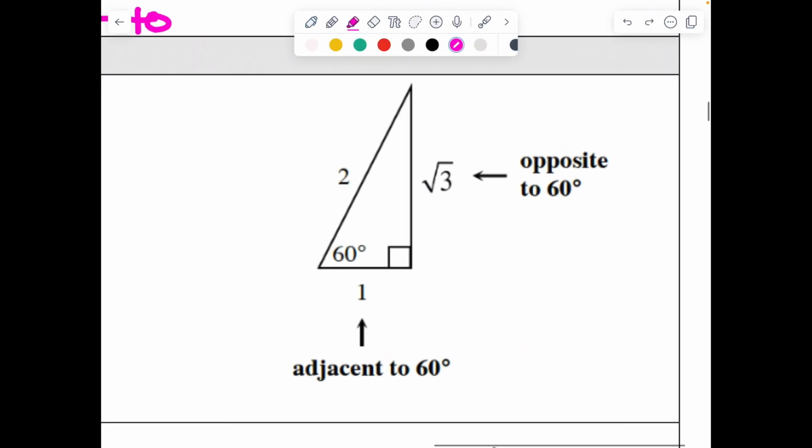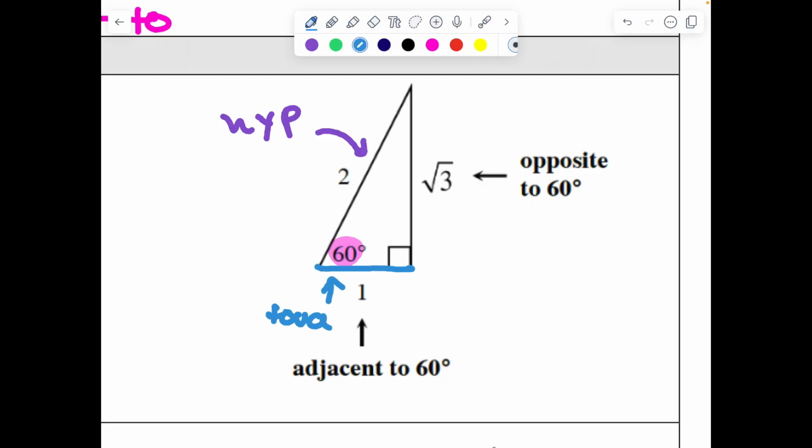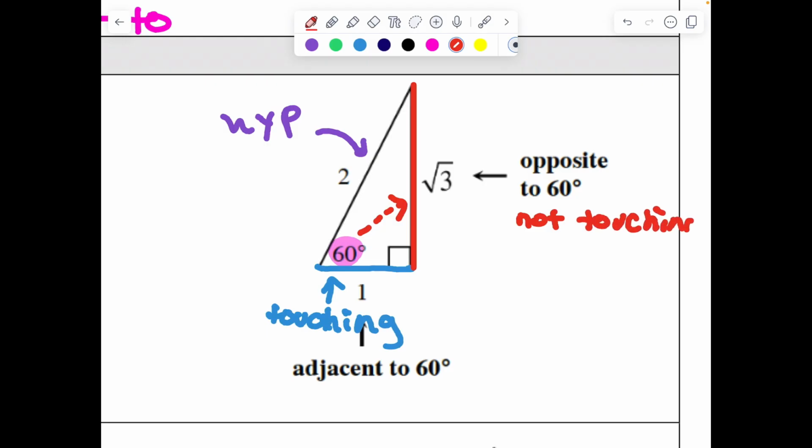So for instance, the angle that we're focusing here is 60. Okay, so 2 is the hypotenuse because it's the longest side. I always like to put H or HYP for hypotenuse. This is the adjacent side, this one right here, because it is touching the angle, right? It's touching that angle, and it's right next to the angle. And then this square root 3 right here is the opposite side because it's opposite the angle and it's not touching that angle at all.